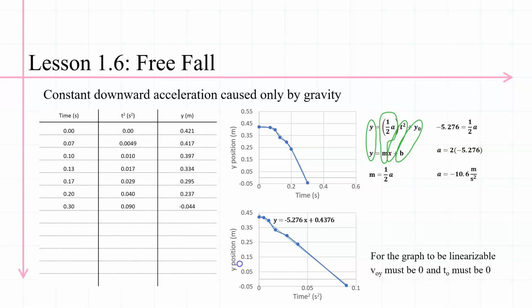Negative 10.6 is a good calculated value for gravity. It's close to negative 9.8. The percent error is not that great, but it's not the best. The parabolic curve fit worked much better.